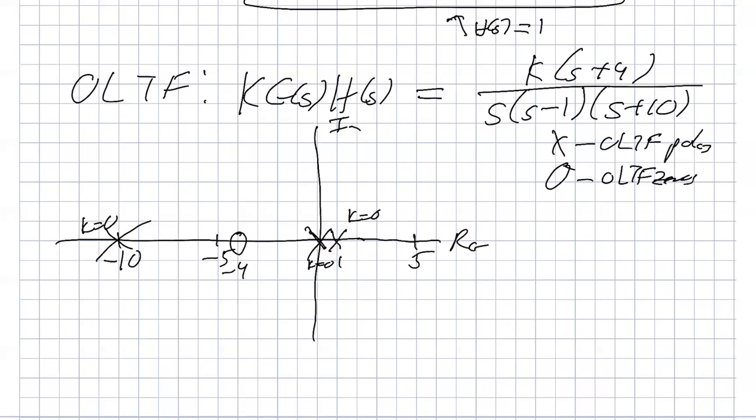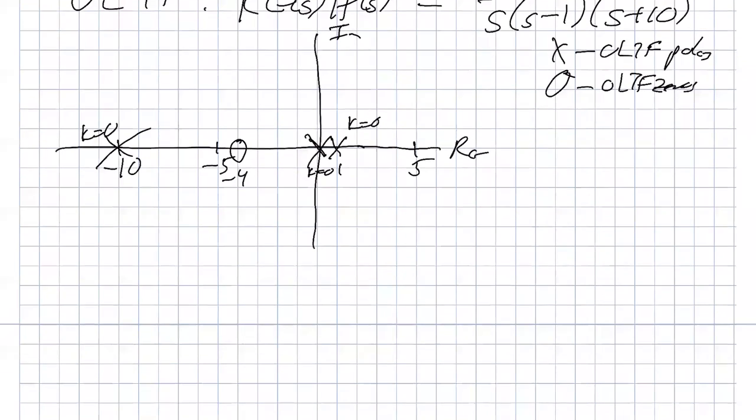Now, what I would normally do, and I think this is probably a good idea, is to figure out where the locus exists on the real axis. One way we could do that would be to use the angle criterion. So, real axis segments.